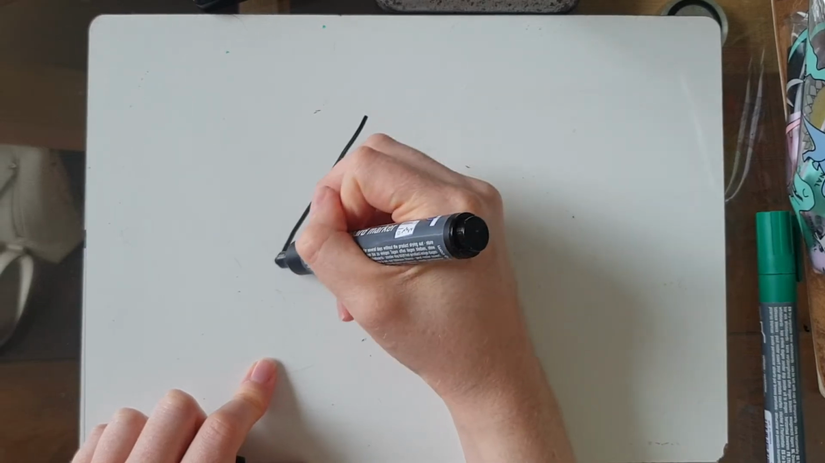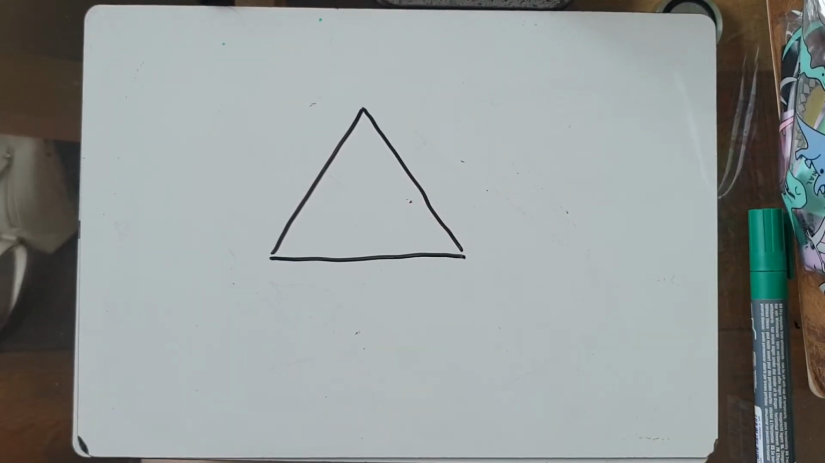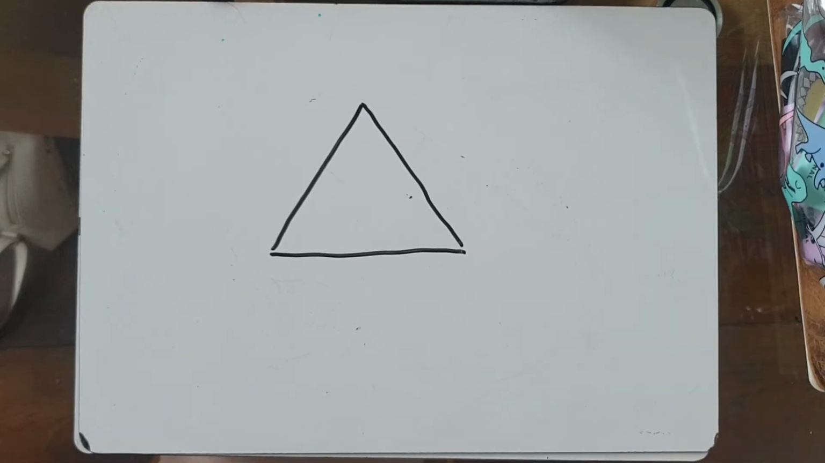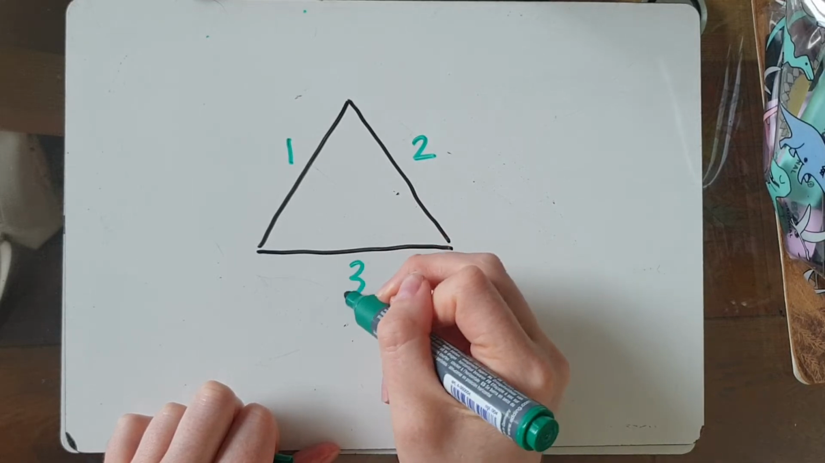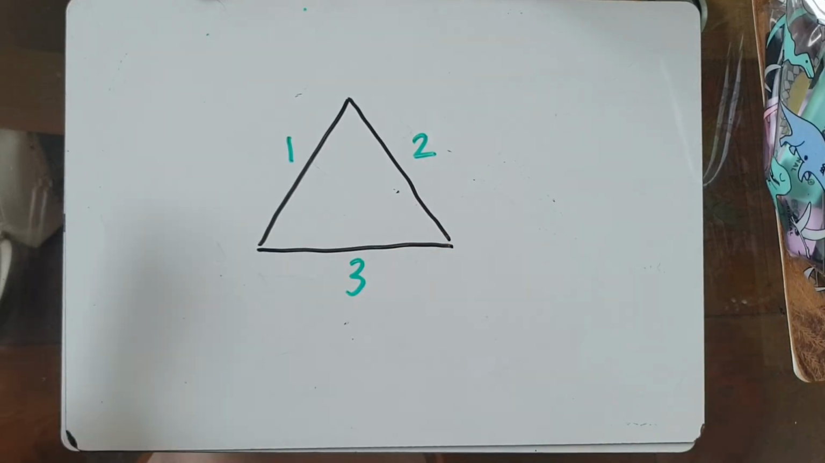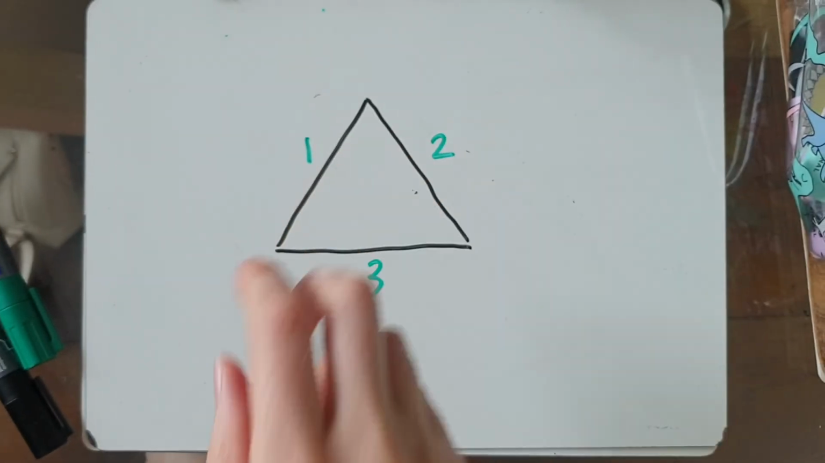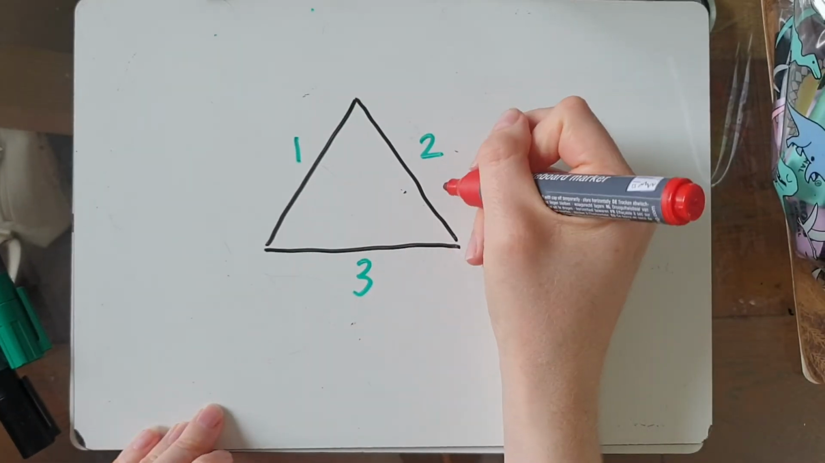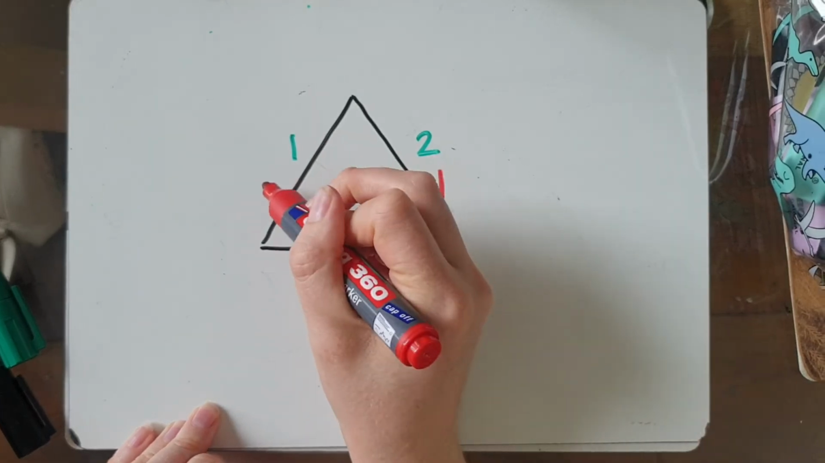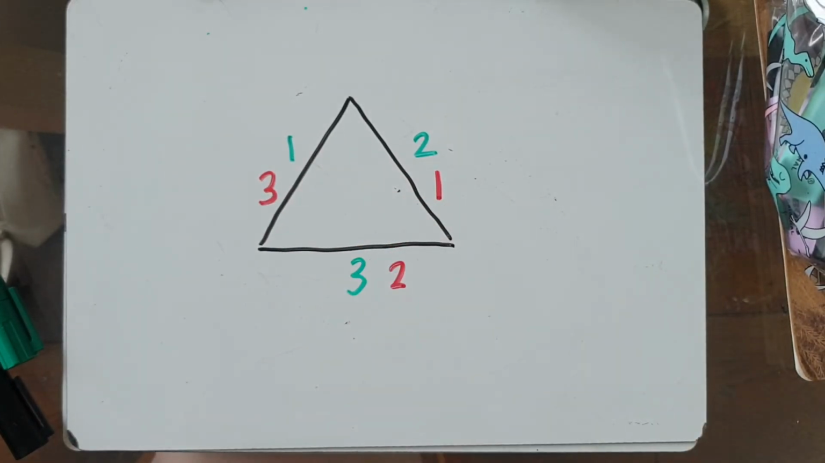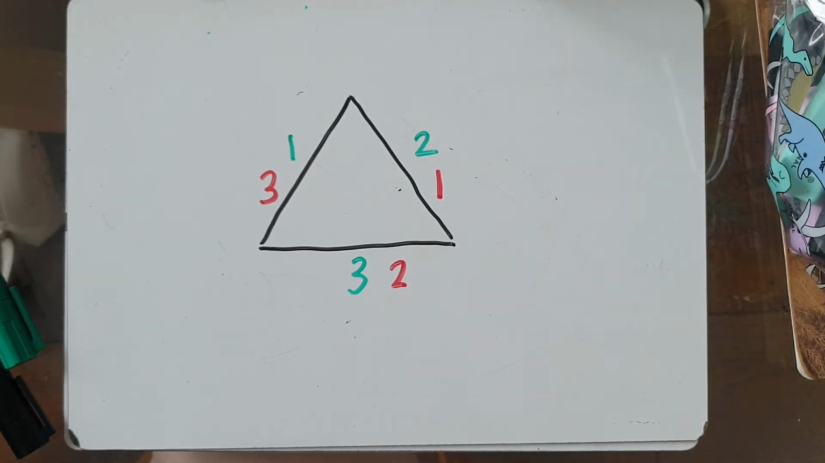If I take a triangle, an equilateral triangle, I'm going to label these sides 1, 2, and 3. I could pick this triangle up and I could rotate it so that side 1 moves round to here, side 2 moves round to here, and side 3 moves round to here, and that would give me 1 rotational symmetry.